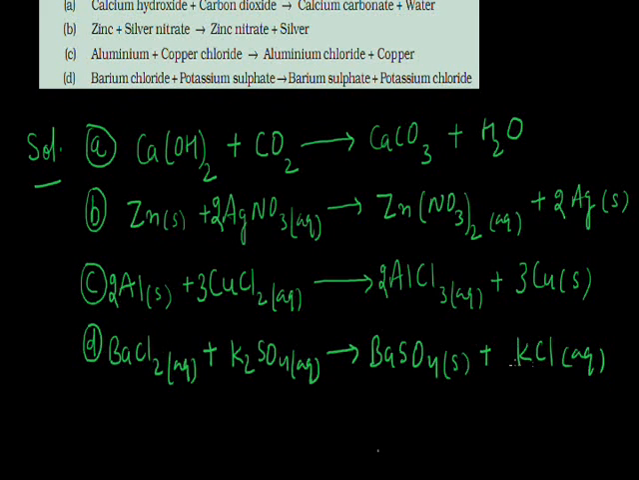we have only one atom of chlorine. So we multiply KCl by 2, that makes 2 chlorine atoms on either side. We have two potassium atoms on either side. We have one sulfate group on either side and one barium atom on either side. So it is a balanced chemical equation.